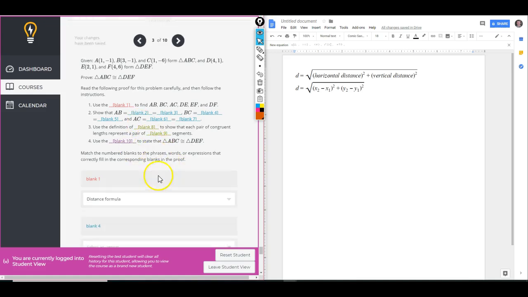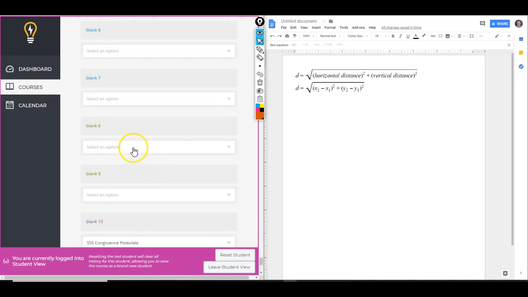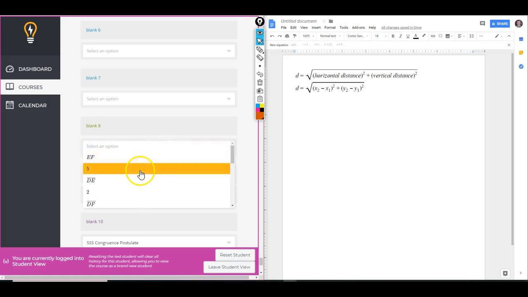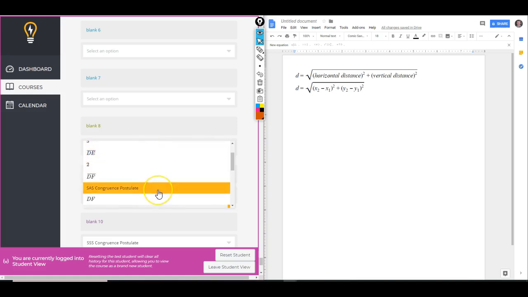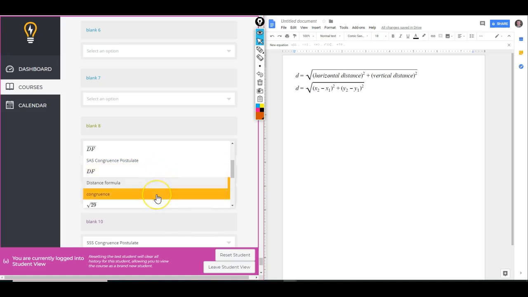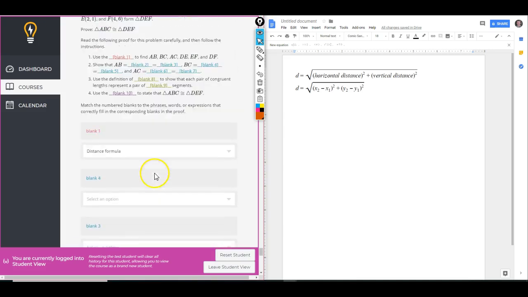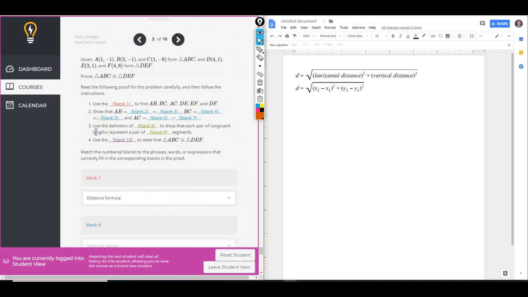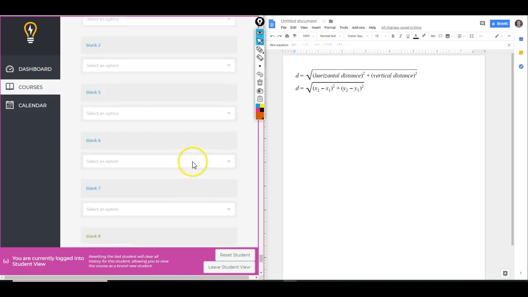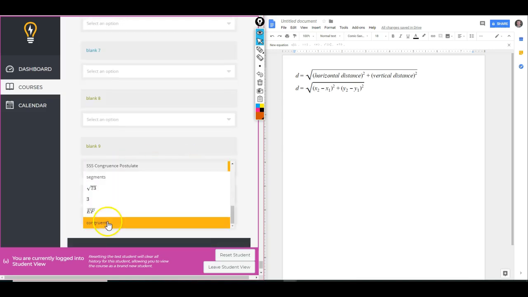So blank 8 and blank 9, let's see the options: EF 5, segment of DE, side angle side congruence, distance formula, congruence, perpendicular segments, or congruent. Okay, so I'm going to think of congruent and segments. So use the definition of congruent to show that each pair of congruent lengths represents a pair of congruent segments. Well, pair of congruent segments sounds correct, so blank 9 is congruent.